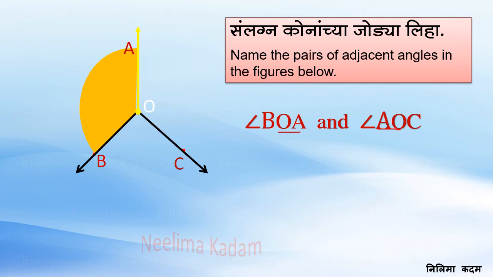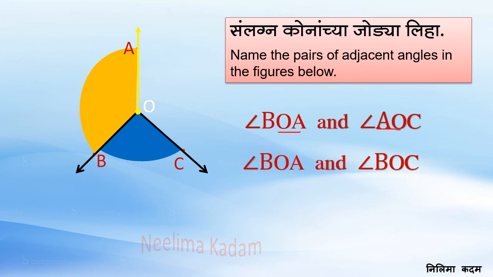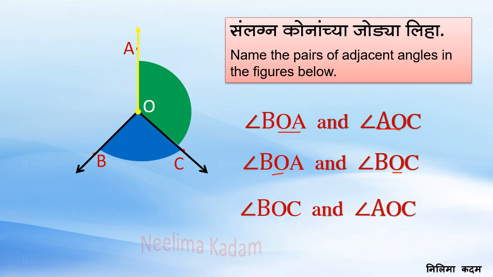Second one, this angle and this angle, see, common vertex, common arm OB. Interiors are also separate. Therefore, the second pair will be angle BOA and angle BOC. See, the vertex should be in the middle. And the third one, see here, angle BOC and take this angle, again common vertex O, and in this case the common arm will be OC. So angle BOC and angle AOC. OC will be the common arm.